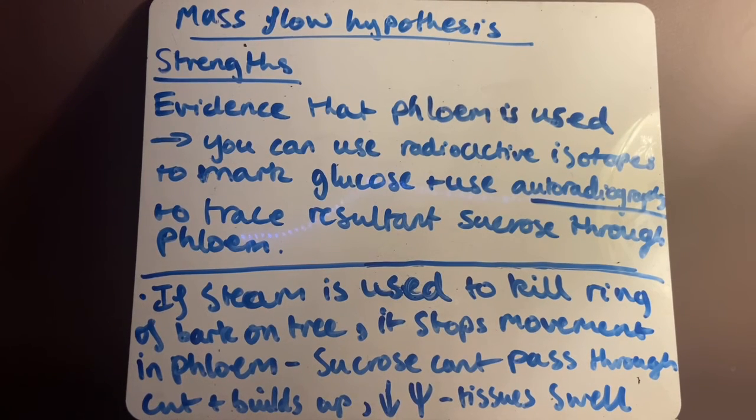Strengths for the mass flow hypothesis are that there's evidence that the phloem is used because you can use radioactive isotopes to mark glucose and use autoradiography to trace the resultant sucrose through the phloem. And if steam is used to kill a ring of bark on the tree, it stops movement in the phloem and not the xylem, and sucrose can't pass through the cut, so it builds up, lowering the water potential, so water moves into the tissues by osmosis, causing them to swell.